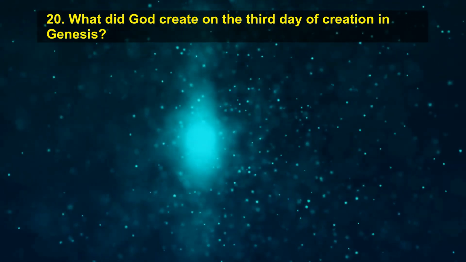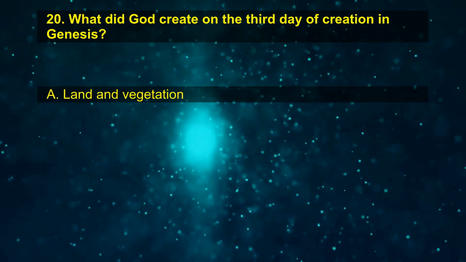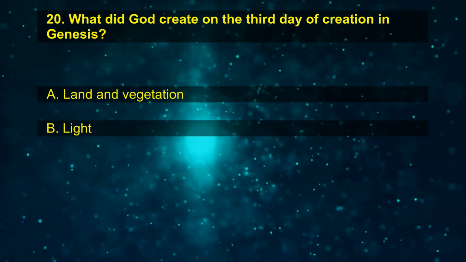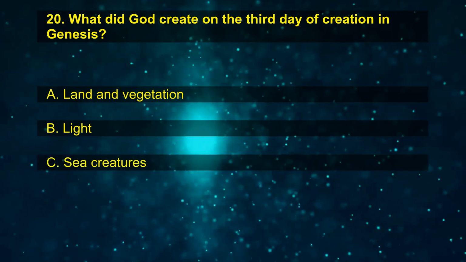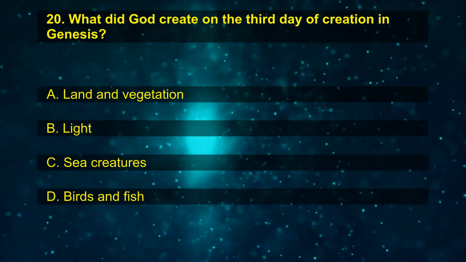20. What did God create on the third day of creation in Genesis? A. Land and vegetation. B. Light. C. Sea creatures. D. Birds and fish.